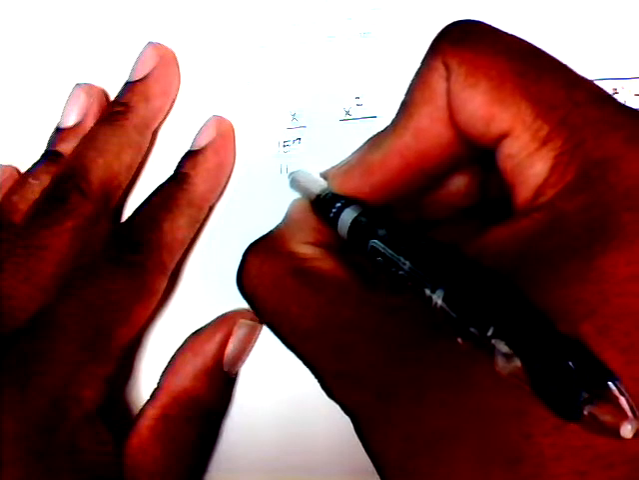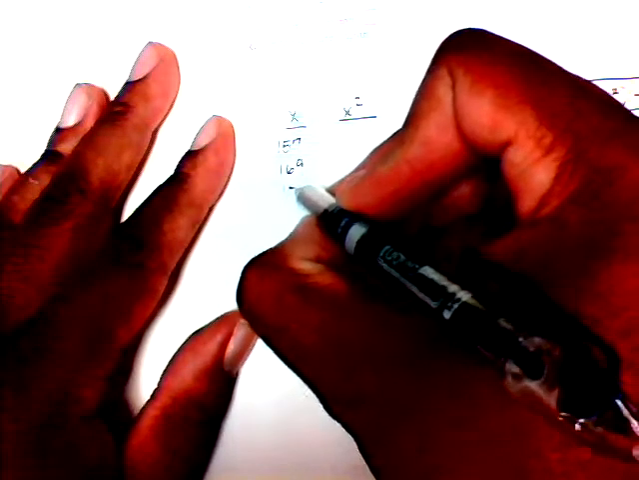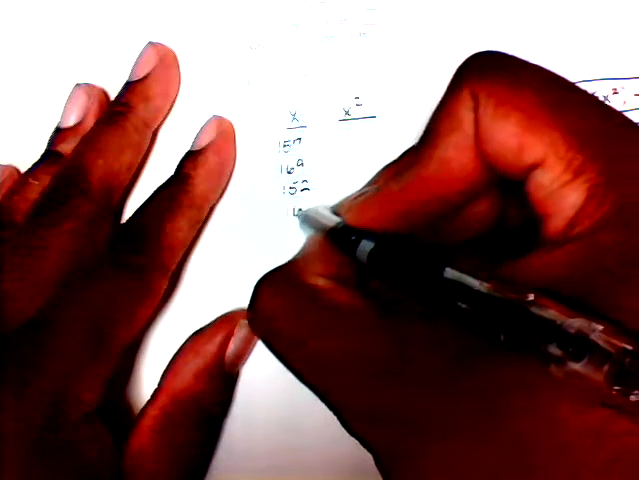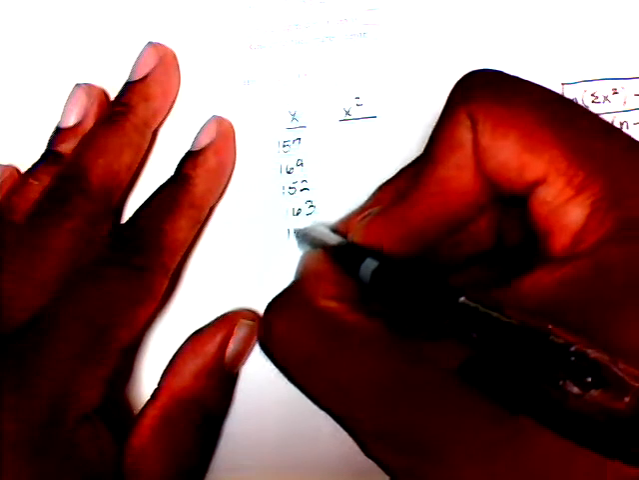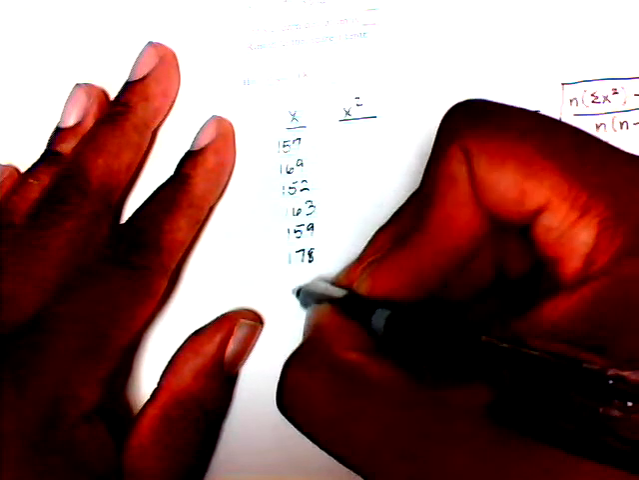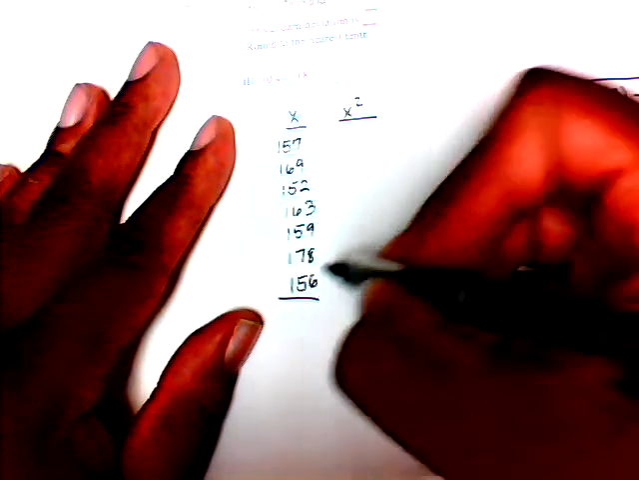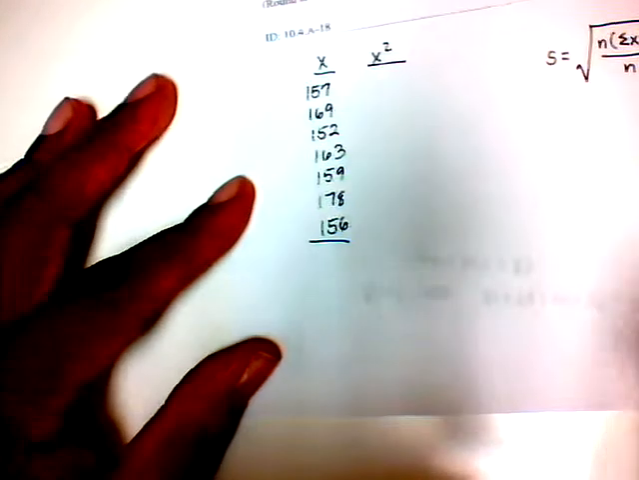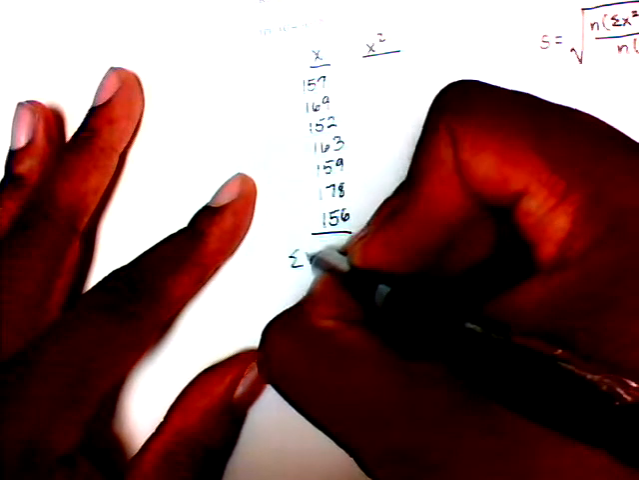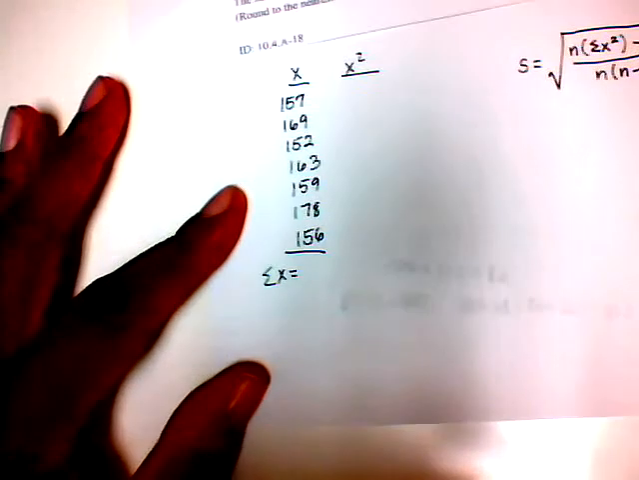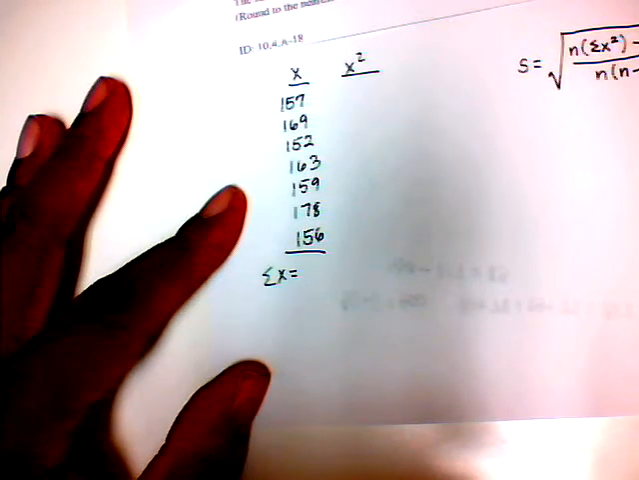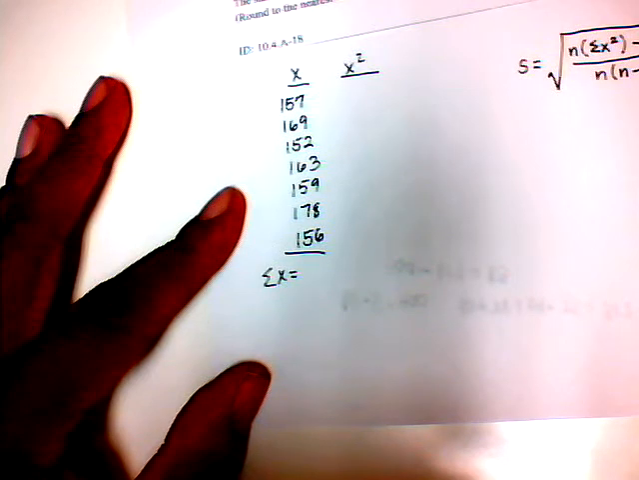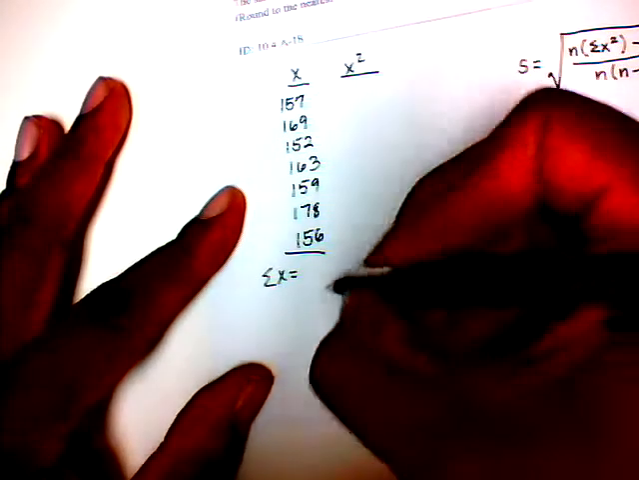I've got 157, 169, 152, 163, 159, 178, 156. And I'm going to go ahead and take the sum of those x values. If you take the sum of those x's, 157, 169, 152, 163, 159, 178, 156, that sum is 1134.